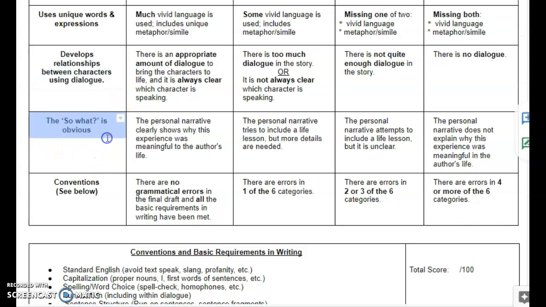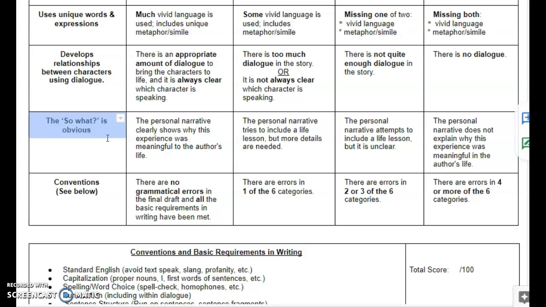Here, the so what is obvious. We haven't really talked about this, but it should just be a natural part of the story writing. At the end, when your reader is reading this, they should understand why this was important. Why was this an important thing that you're talking about? And it could be something as little as, I really learned my lesson. I'll never try to take a pan out of the oven without an oven mitt. Right? It could be something really small, or it could be something life-changing.